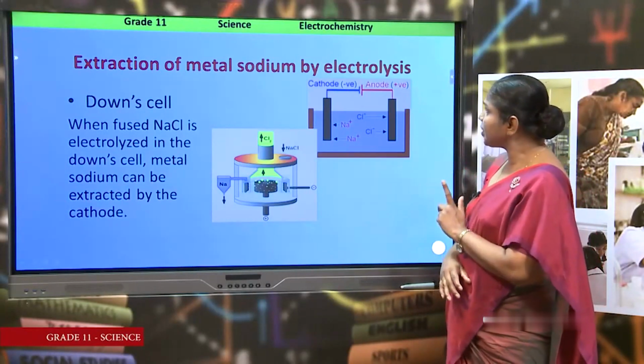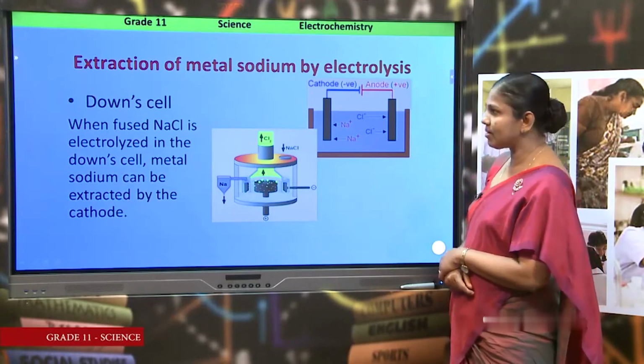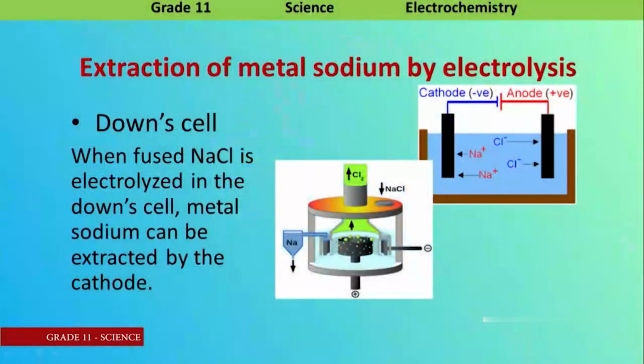Just a reminder: electrolysis of fused sodium chloride, right children? Look at this setup. Here there are two types of ions in the solution because this is fused sodium chloride: sodium ions and chloride ions. As we have learned, positive ions are attracted to the negative electrode and negative ions are attracted to the positive electrode, or the anode.